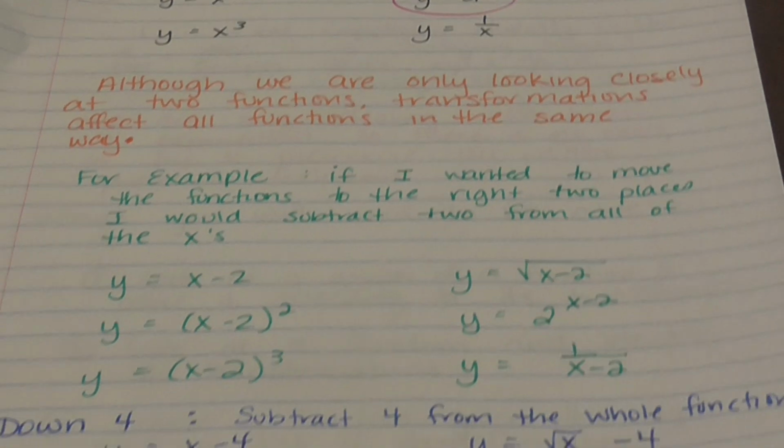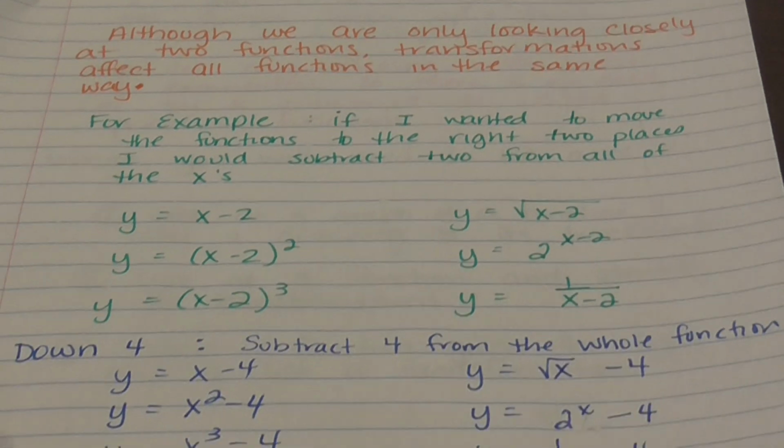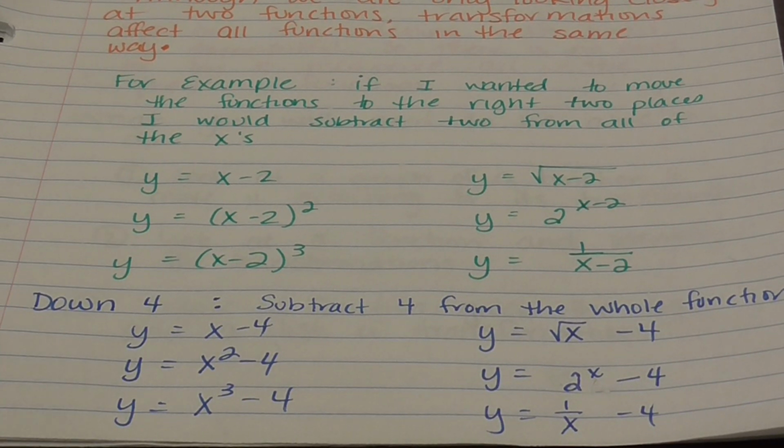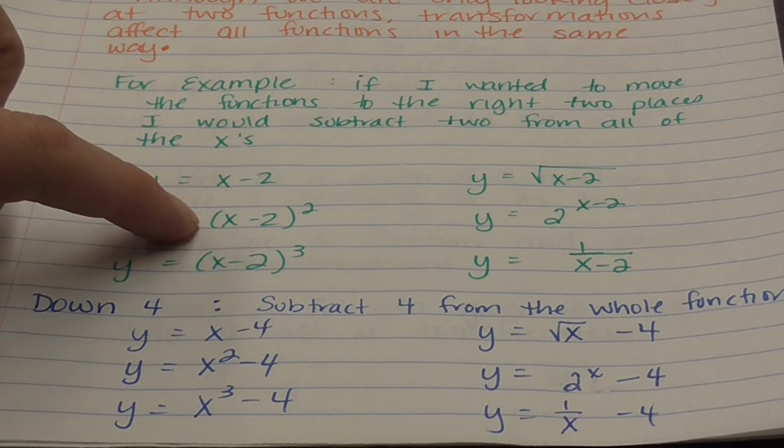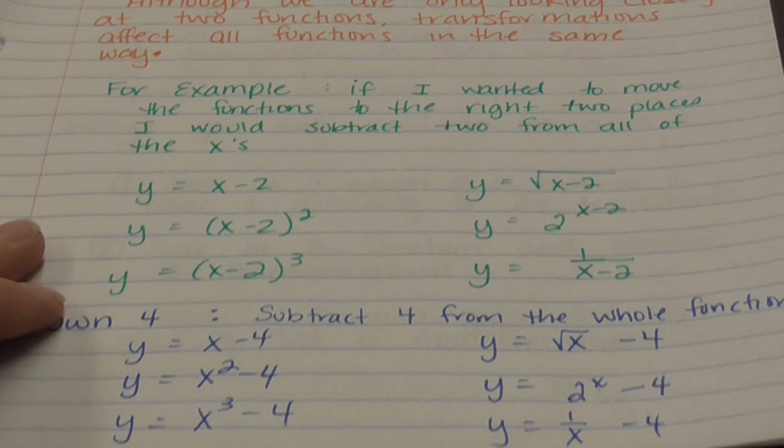Now continuing with that, if I said I want to move all the functions down 4, I have to subtract 4 from the whole thing. x minus 4. The whole thing's a linear function of x, I subtract 4. The whole quadratic, x squared, minus 4. x cubed, minus 4, moves it down. The square root of x, then minus 4. 2 to the x power, minus 4. 1 over x, then take that whole thing and subtract 4. That is going to move it up or down. So the left or right's inside and the up or down's outside, and it affects every function exactly the same.